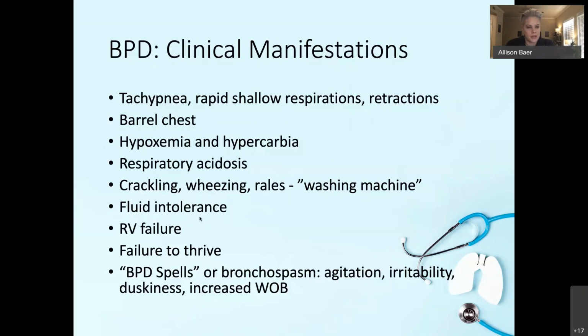They're not very tolerant to fluid disturbances. So if they get too dry or especially too wet, they don't like too much fluid on their lungs. Again, they're at risk for failure to thrive because they're working so hard to breathe. Sometimes it's hard to eat or it's hard to get enough calories to grow like they should. And they can have BPD spells. These aren't quite as big a buzzword as TET spells, but it's just bronchospasms from irritability, agitation that can lead to cyanosis.